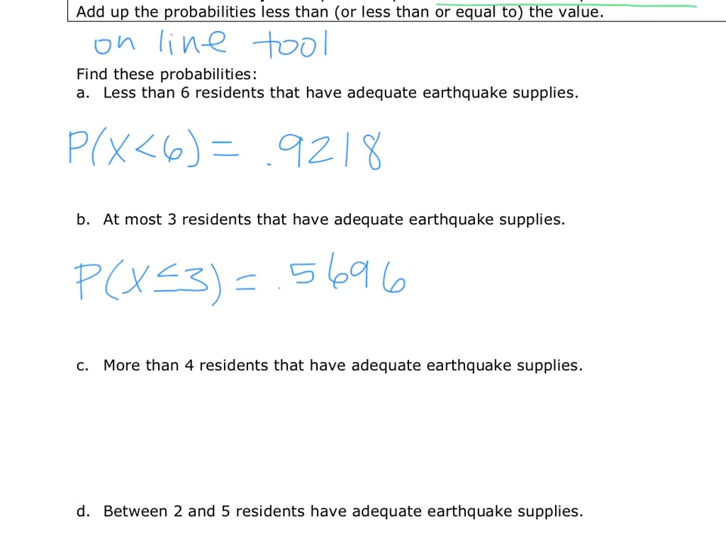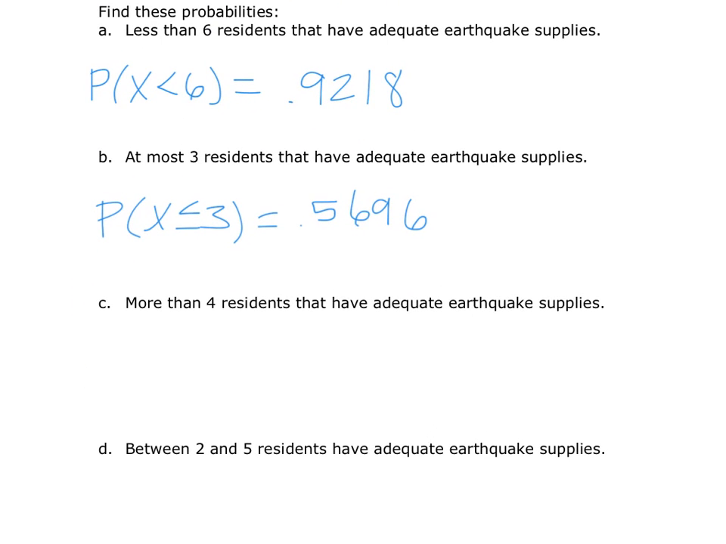All right, let's look at the next one. More than 4 residents have earthquake supplies. So that's the probability that x is greater than 4. So 4 is not included, we just want greater than 4. Our online calculator gives us that value too, so that's plugging in the 4. That gives us a probability of 0.2103.